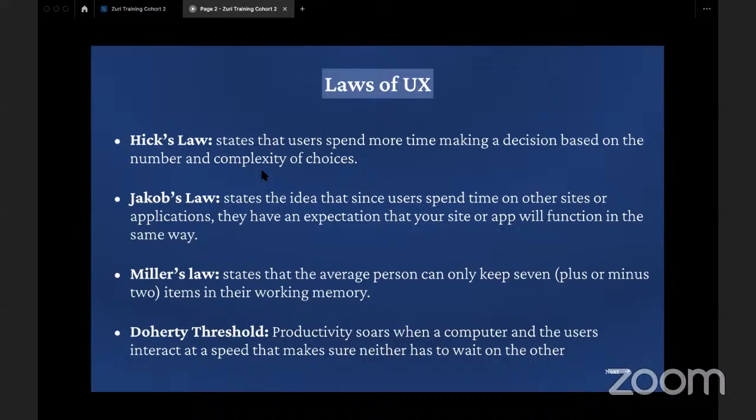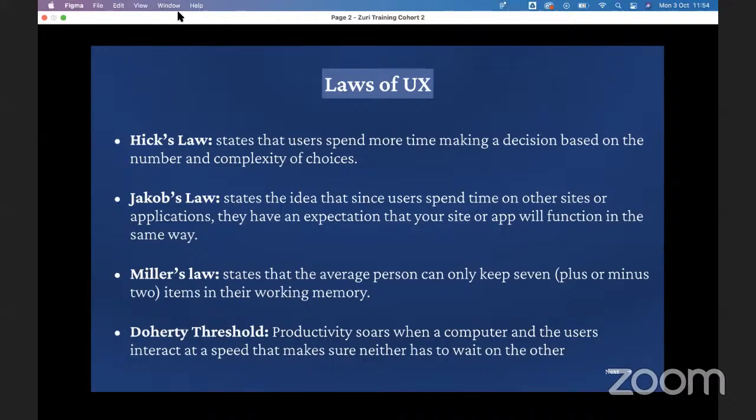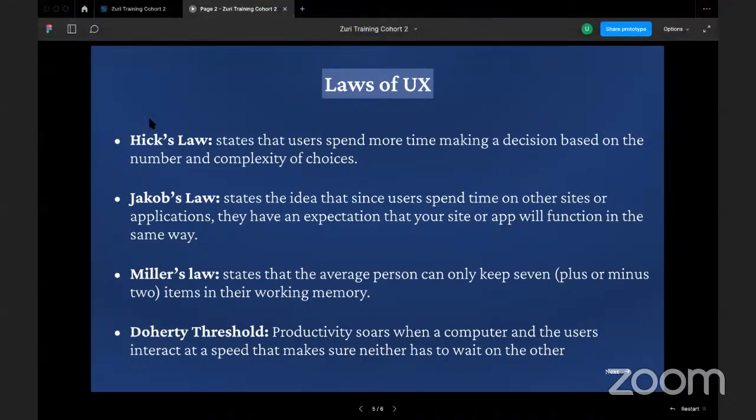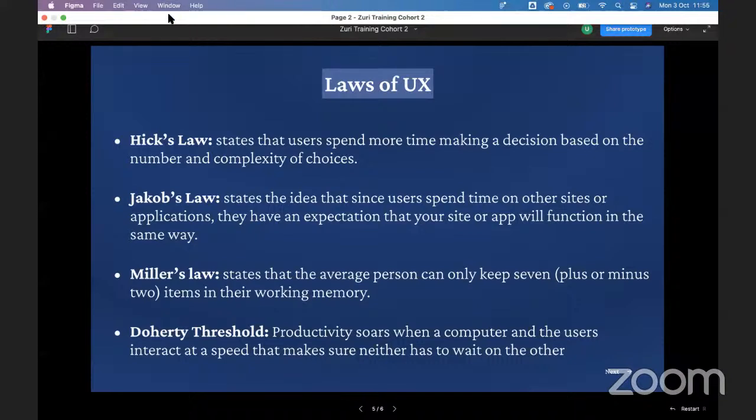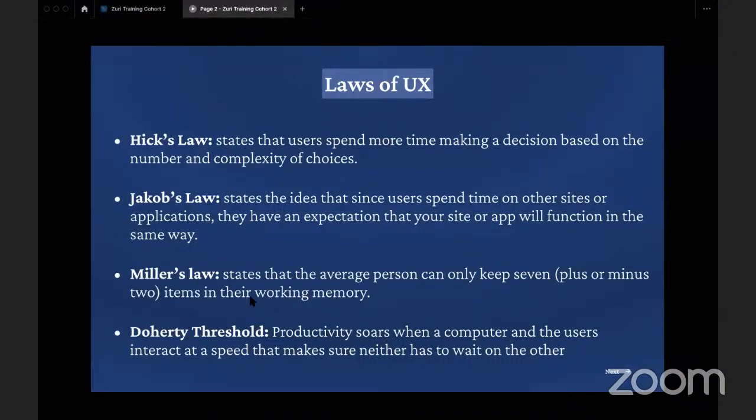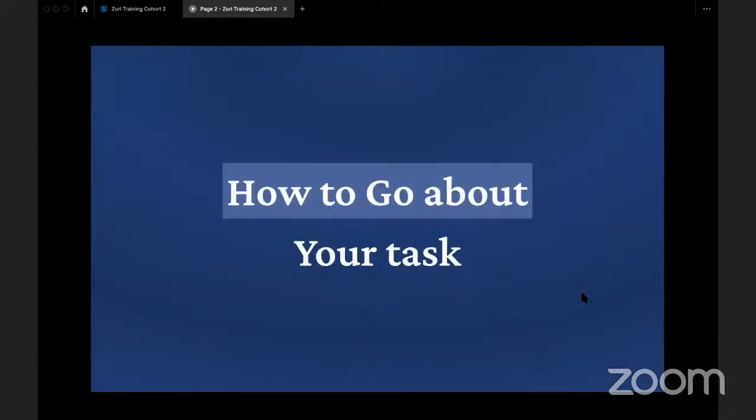So do you guys understand the healthy threshold law? All right, now that you understand, that's all of the UX laws I'll be taking today.